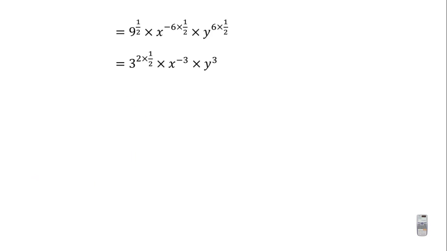Okay, we can see from here that 2 will cancel itself 1 and cancel 6 3 times. In the same way, 2 will cancel itself 1 here and cancel 6 3 times also. So it means that we are going to have 3 exponent 2 times 1 over 2 times, when you come here, 2 cancels itself 1 and cancels here 3 times. So you are going to have minus 3 times 1, which will give us minus 3. So we have x exponent minus 3 times, here we have 3 times 1, which is 3. So we have y exponent 3, as can be seen here.